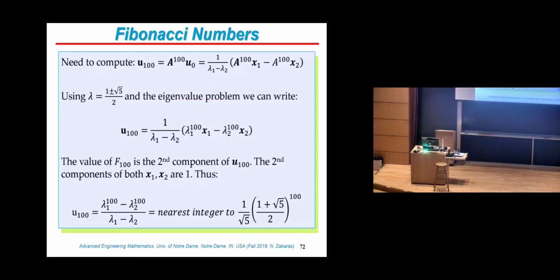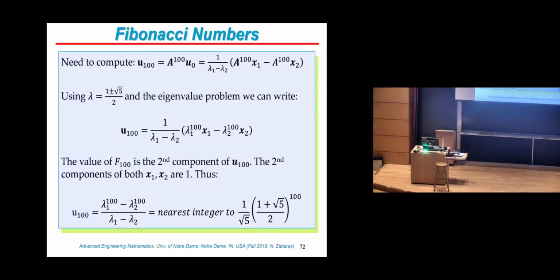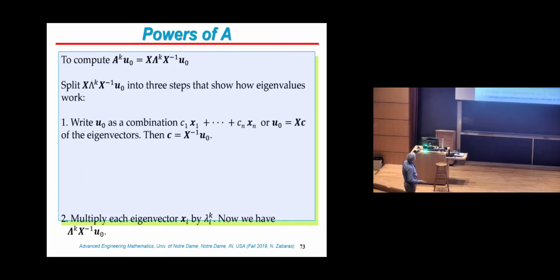So obviously the F100 will be an integer, so it will be the closest integer that you can find to this wonderful number. So that's a wonderful result, right? So you do these Fibonacci numbers, and you can find the 100th number using eigenvalues and eigenvectors. Why not? Okay.